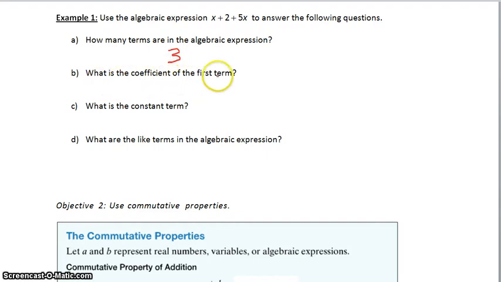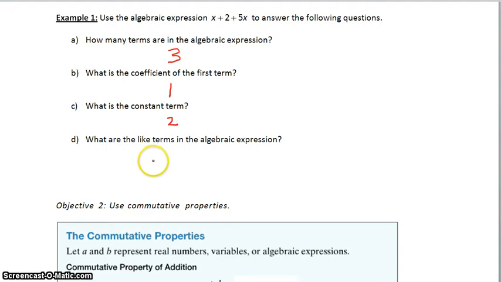What is the coefficient of the first term? The first term here is x. So the coefficient of x is 1. So now we go to C. What is the constant term? The constant term is the number that does not have a variable connected to it. The constant term here is positive 2.